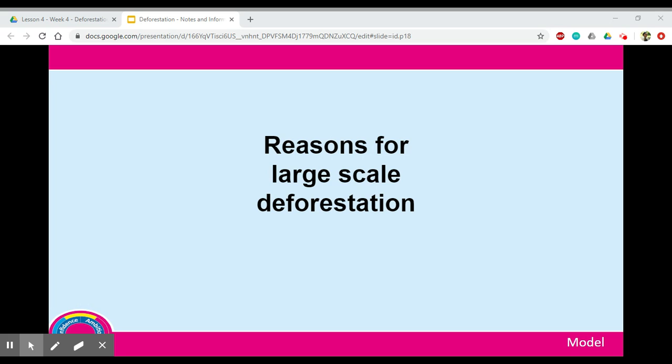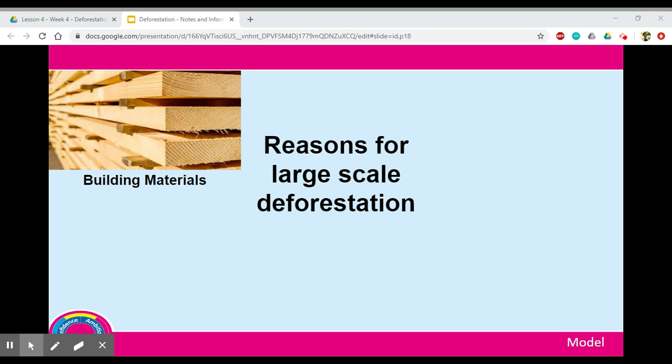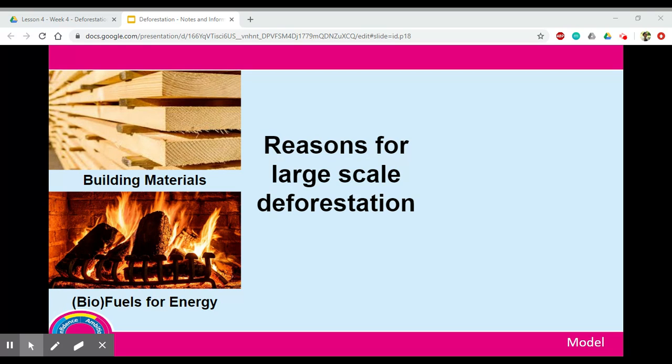So let's start by looking at why forests are destroyed in large areas. The wood that comes from deforestation can be used for building materials such as construction, in producing buildings, and producing commercial products like furniture. The wood can be used as a fuel for energy. This is known as a biofuel because it's come from a living thing.